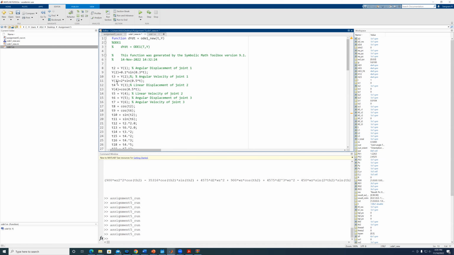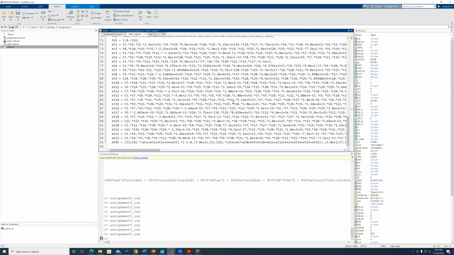Are you with me so far? The change that we made is we hard coded the value of the angular velocity of joint 1. We hard coded the value of linear displacement of joint 2. We hard coded the value for the linear velocity of joint 2, and we did not do anything to the angular displacement of joint 3, and we did not do anything with the angular velocity of joint 3. Everyone with me so far? And the rest of the code is going to remain the same. I don't have to change any of this code.